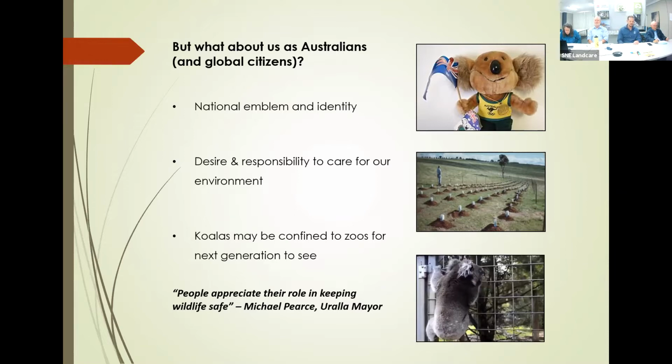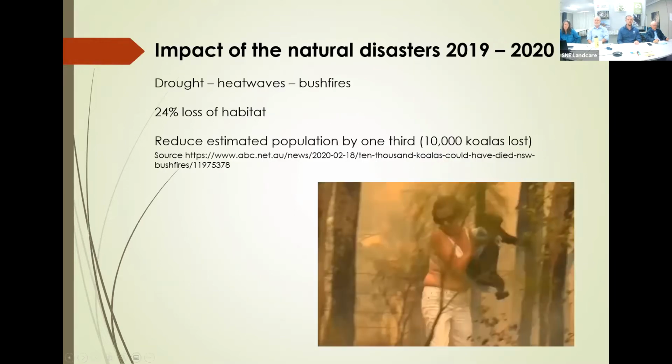To slide 5. Some of the pictures indicating the impact of the 2019-2020 drought, where heatwave and bushfires are estimated to have caused a 24% loss of koala habitat and reduced the koala population by 1/3.